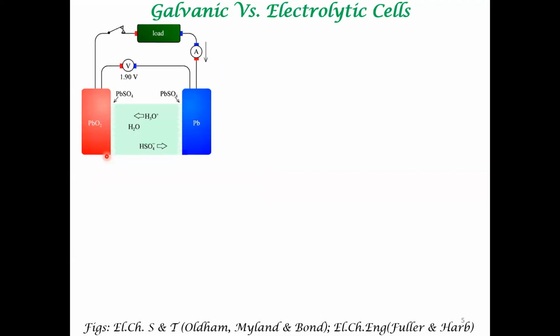Electrochemical cells can be broadly classified as being a galvanic cell and an electrolytic cell. A galvanic cell is an energy generating device. A battery, fuel cell, these are all galvanic cells.